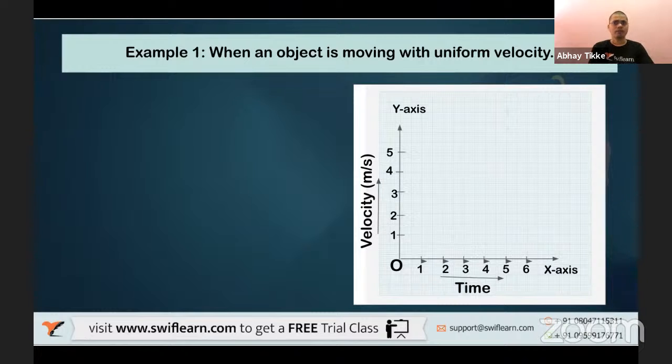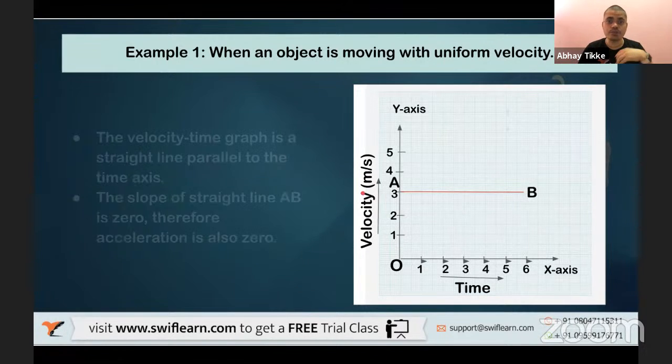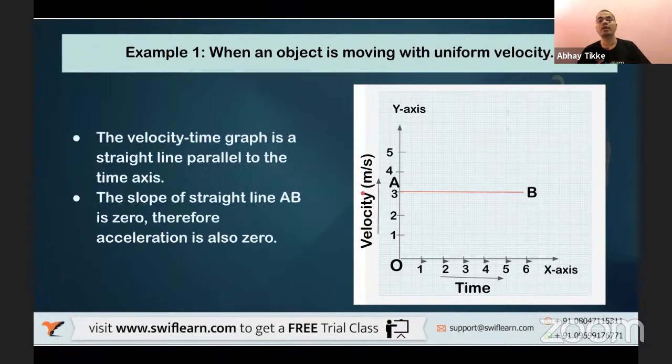When an object is moving with a uniform velocity. Now see this graph. Time is along x-axis, velocity is along y-axis, right? So A and B. Now it is moving with uniform velocity. इसका मतलब क्या है? इसका velocity क्या है? Constant है. मान लीजिए you are driving on a highway and there is no vehicle, nothing, right? You just fix your speed. The velocity of the car is constant. So it is moving in the constant speed, constant velocity. Time जाने दो 1 second, 2 second, 3 second, 4 second, but your velocity is constant. That is how much? 3 meters per second. That means it is uniform velocity. Very good. The velocity time graph is a straight line parallel to the time axis. The slope of the straight line AB is 0. Therefore acceleration is also 0.